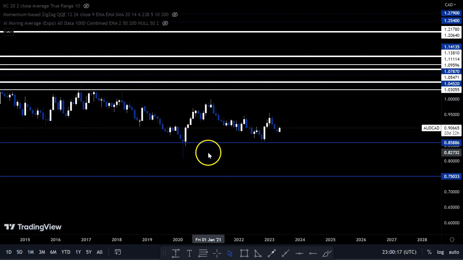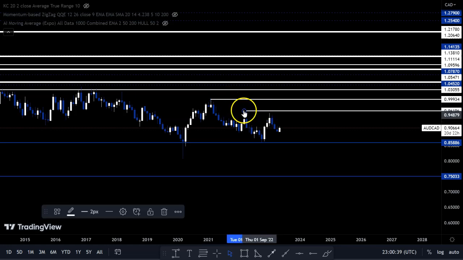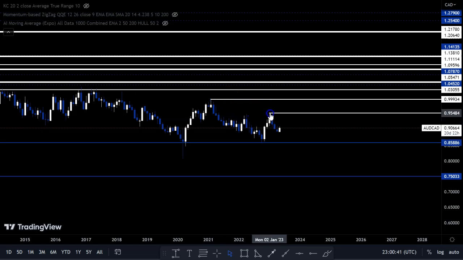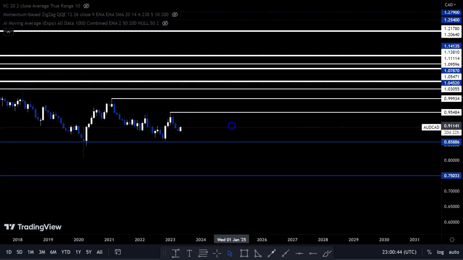We are almost done, guys. Creating a new resistance here. Let's be exact. And this level pushed again the price down, leading to another test of this level, and then this level pushed the price up again, creating another resistance. So I think that's the last of the candle. So this is where we are.